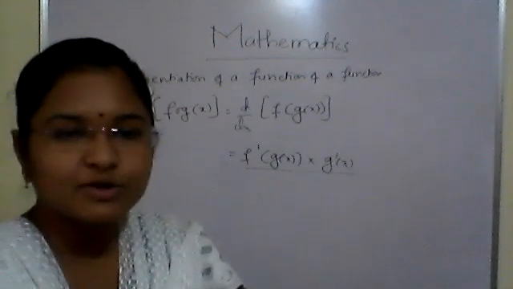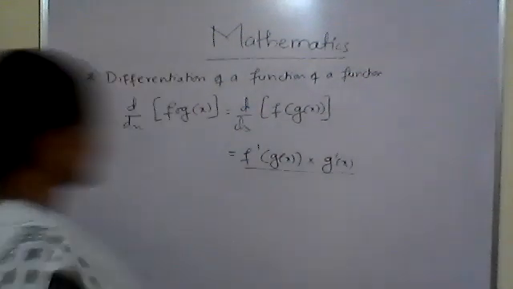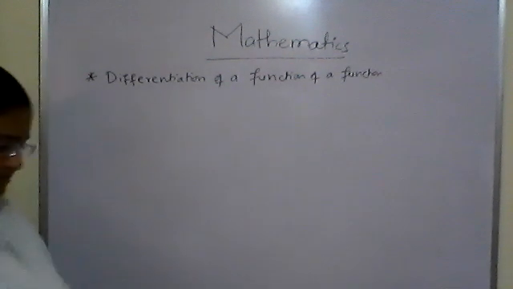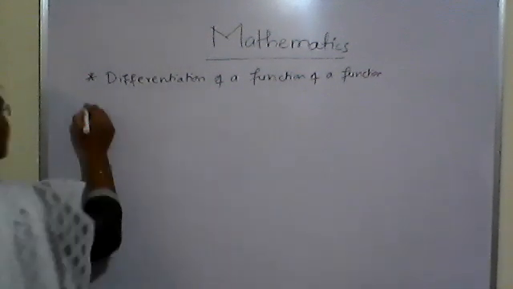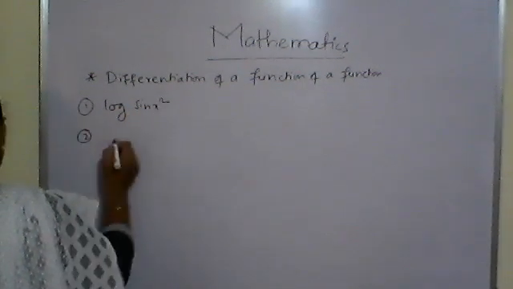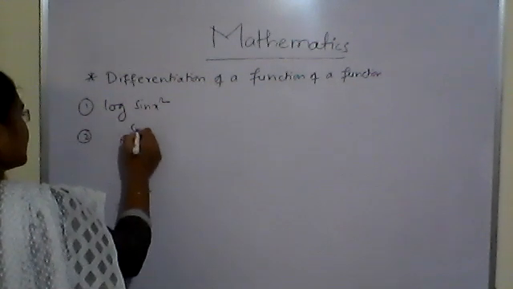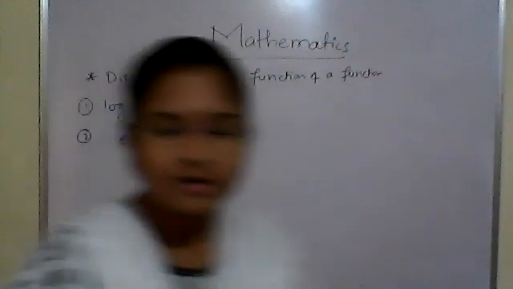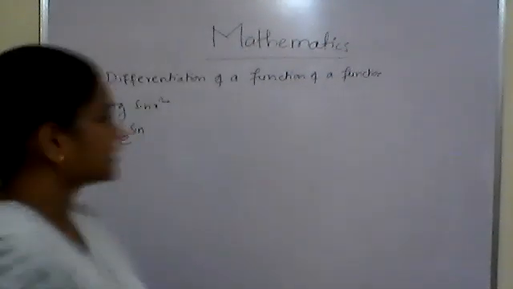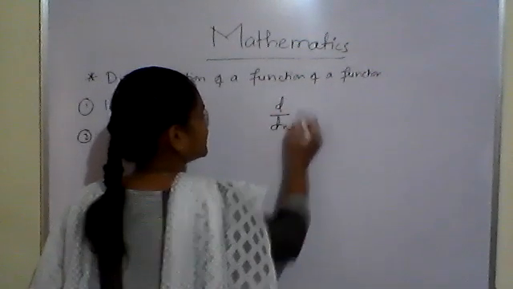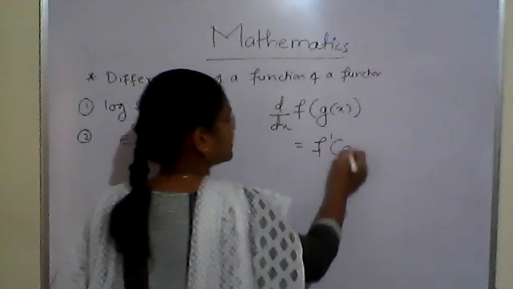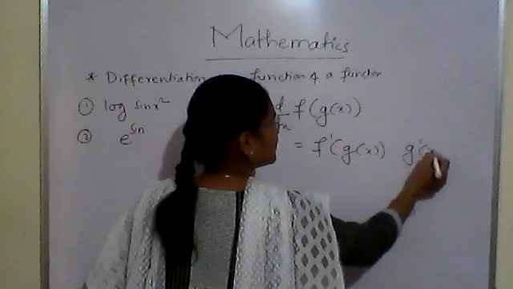Now we'll see examples. I will write all examples now. Student, you tell me which should I take. All examples I will write. Log of sine x square first. Second one, e raised to. Ma'am, please write the last formula again, I couldn't note it down. Okay. d by dx of f of g of x is equal to f dash of g of x into g dash x.